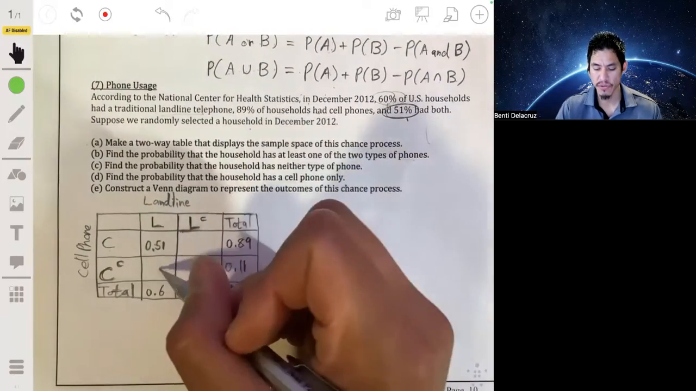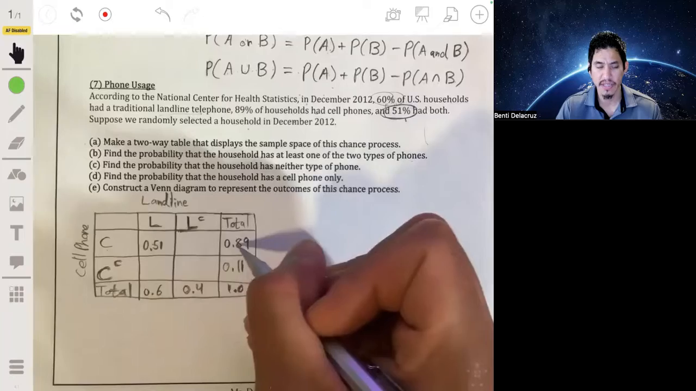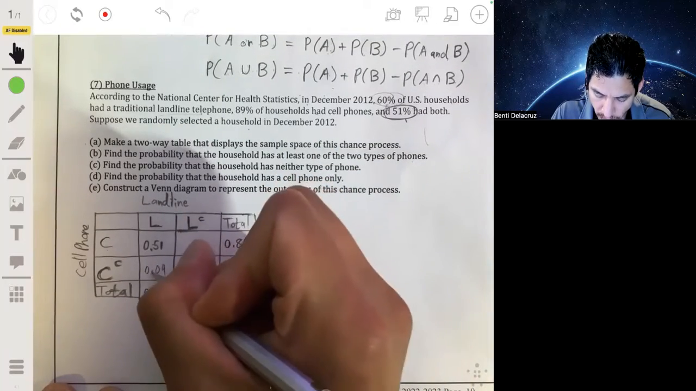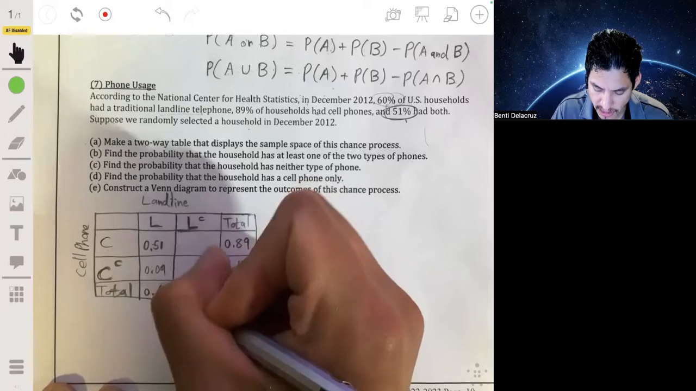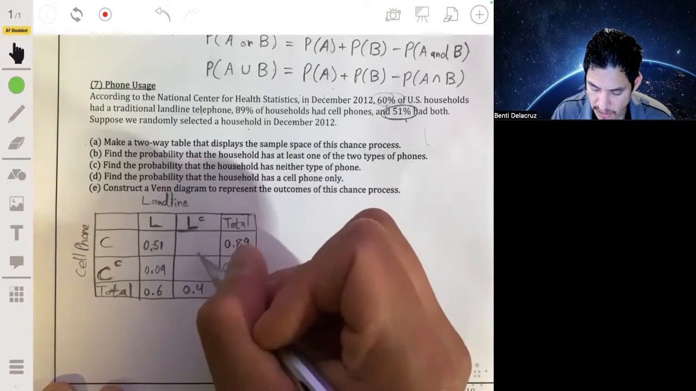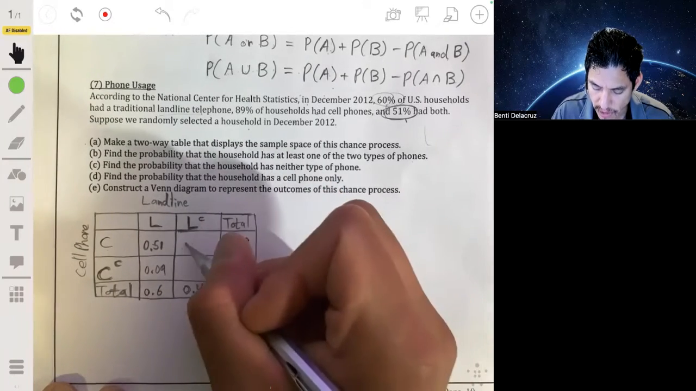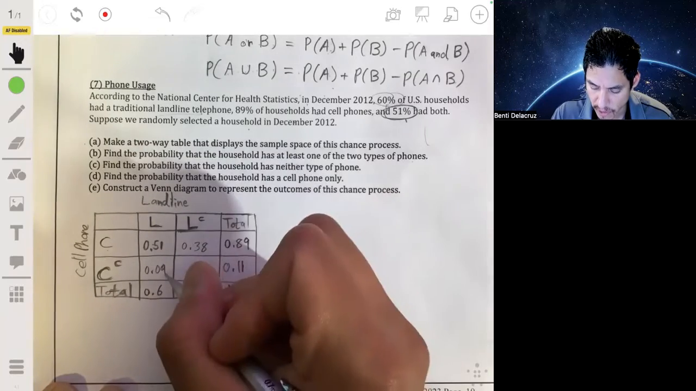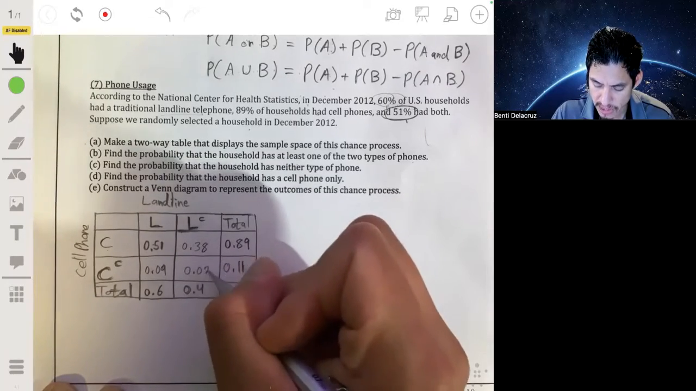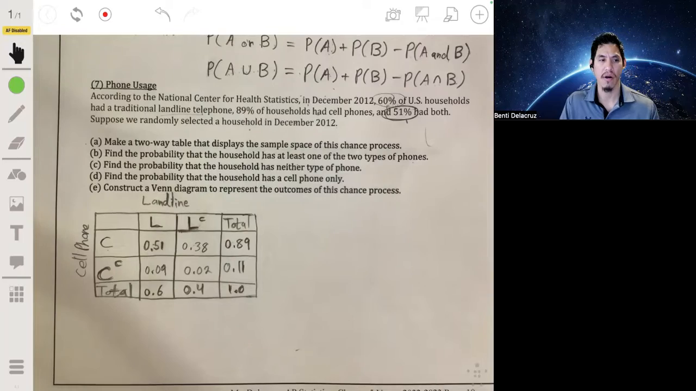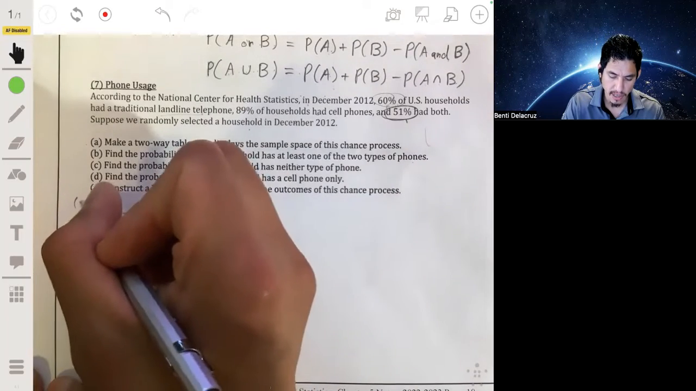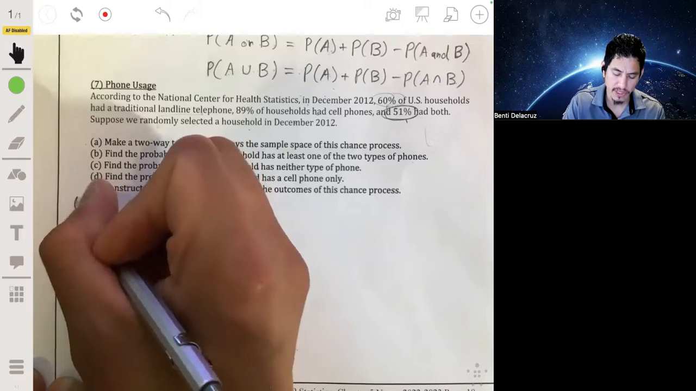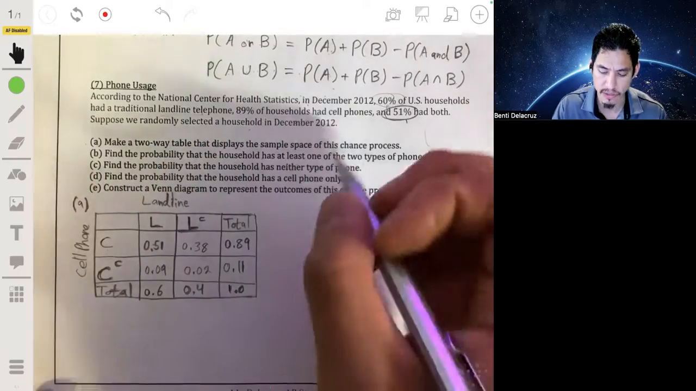Now from here, I just fill in the rest by figuring out what numbers you have to add to get that total. The 0.51 plus 0.09 would be right there, and that adds up to 0.6. 0.51 plus 0.38 adds up to 0.89. 0.09 plus 0.02 adds up to 0.11. And there you go. There's the table. Simple as that. Now with your table, this makes the rest of the problems easier as long as it's done correctly, which it is, hopefully.